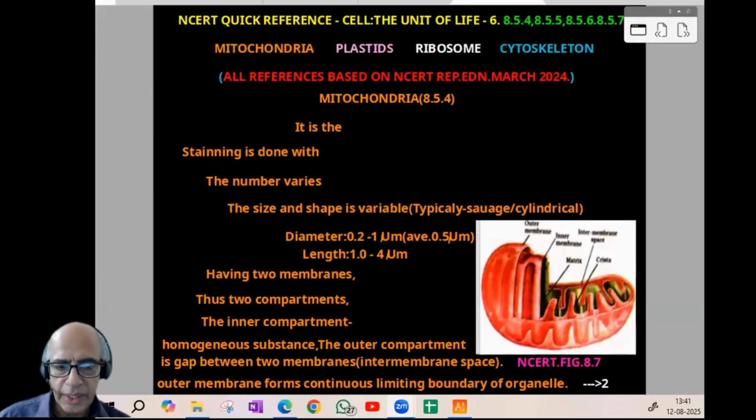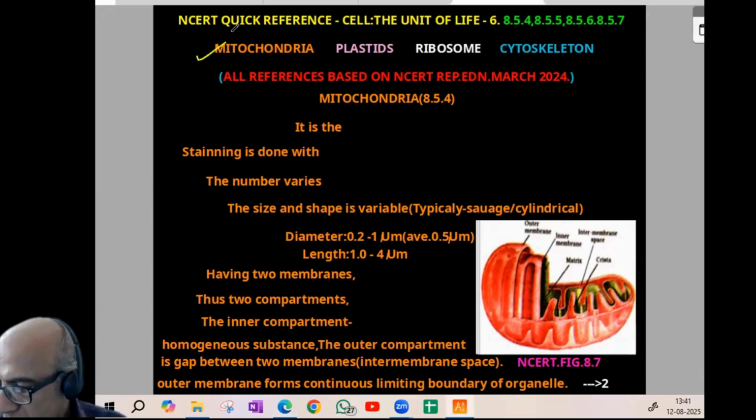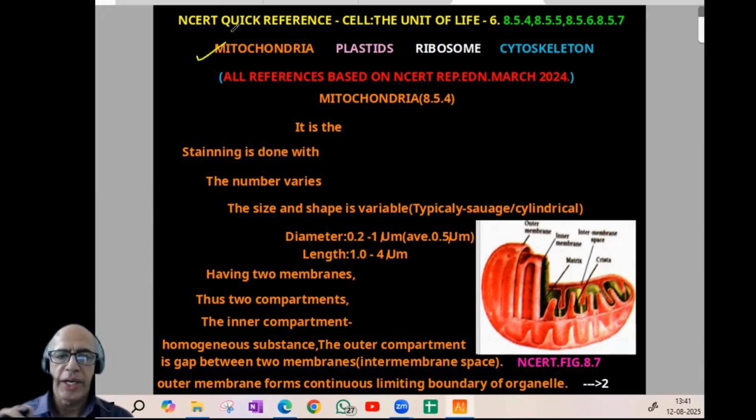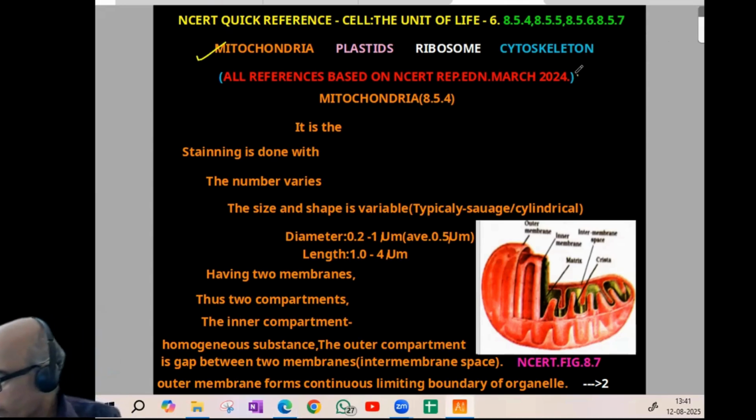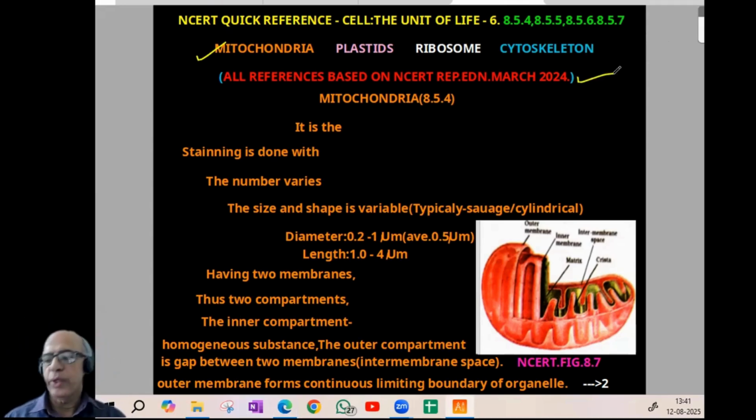I think a screen came, so we can proceed. Quick reference, Cell, the Unit of Life, part 6, 8.5.4, 8.5.5, 5.6, 5.7. Mitochondria, plastid, ribosome, cytoskeleton. And all references based on NCERT Reprinted edition March 2024. I will be starting with the mitochondria.